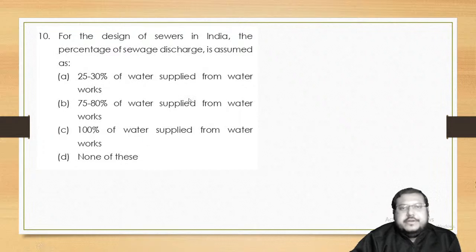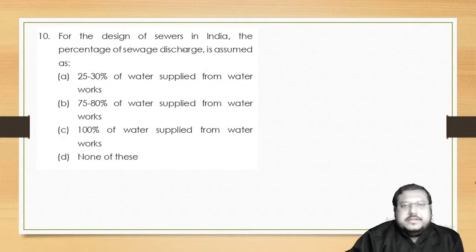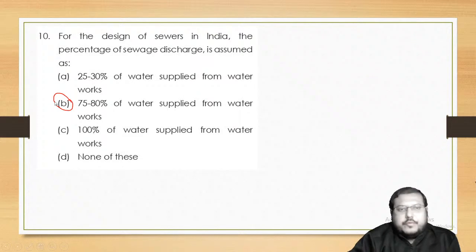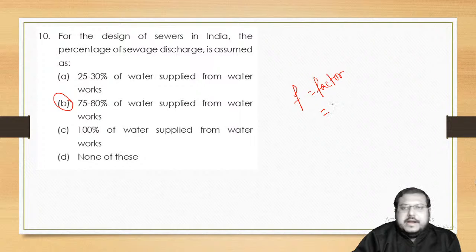In the design of sewers in India, the percentage of sewage discharge is assumed to be 75 to 80% of the water supplied from the waterworks. We know that is the factor F. The value varies between 0.7 to 0.8.